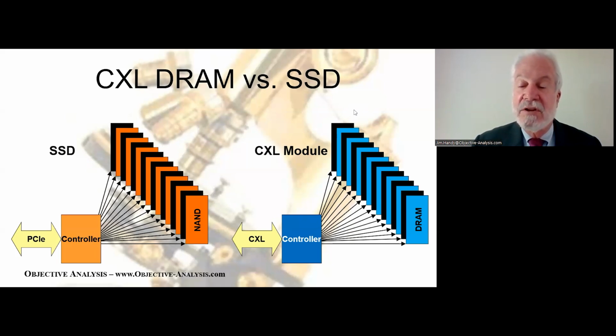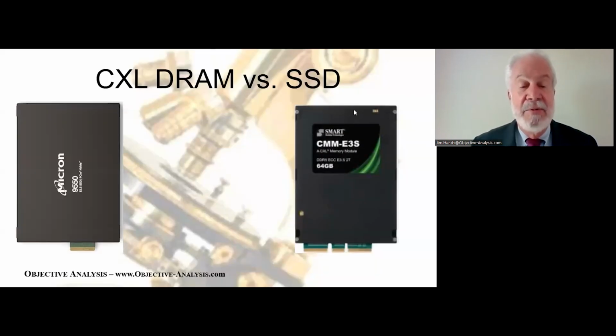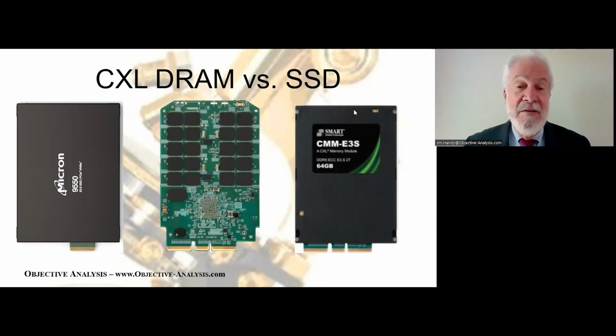If we look at what those look like in real life, then you end up on the left-hand side of this slide with an SSD. This is a relatively new Micron NVMe SSD. And on the right-hand side, you've got a CXL memory module. You can see it says CMM on it. And that's one from Smart Modular, who's really working hard on the CXL marketplace, trying to make a name for themselves there. And if you look inside the CXL memory module, you see pretty much the same thing that you'd see inside of an SSD.